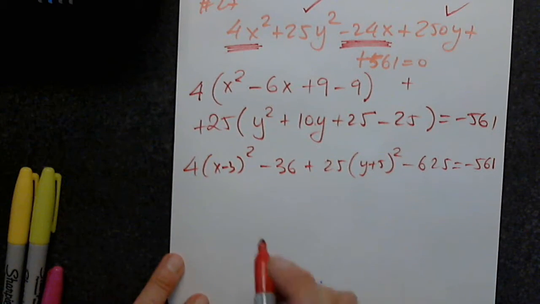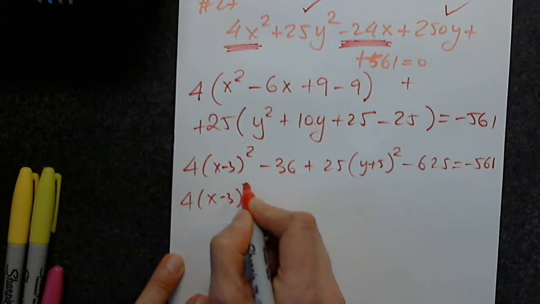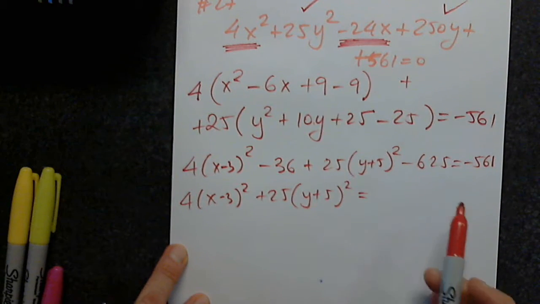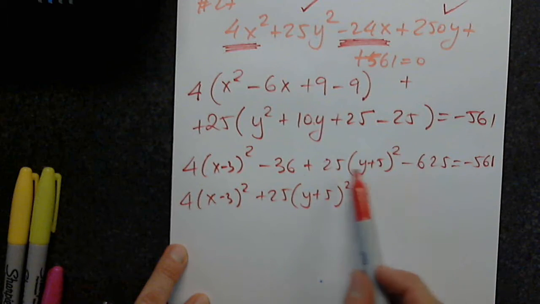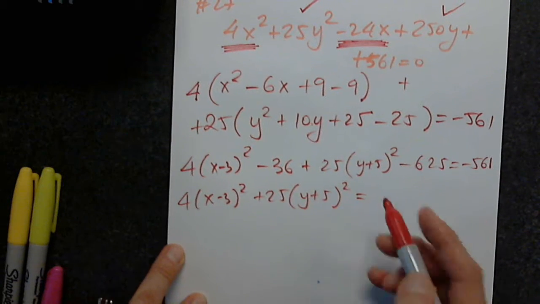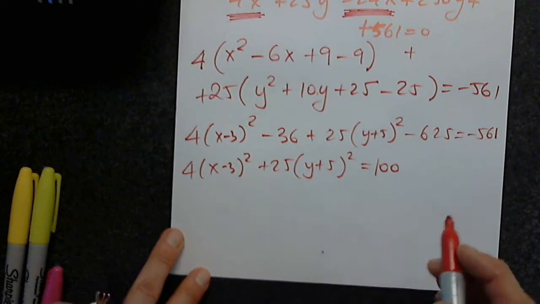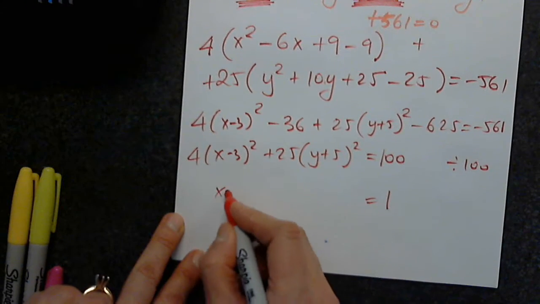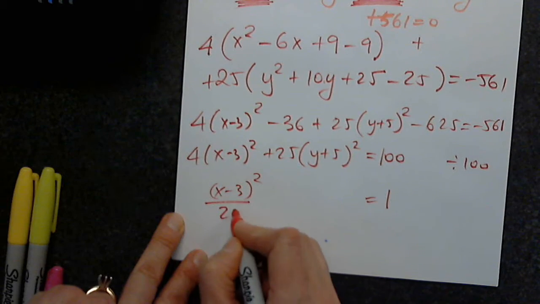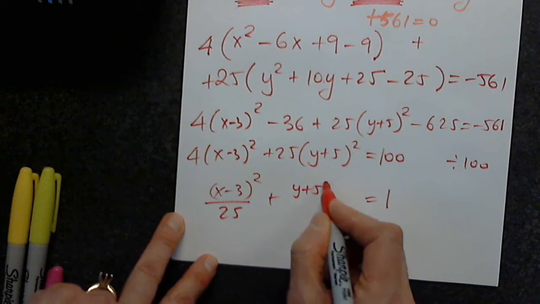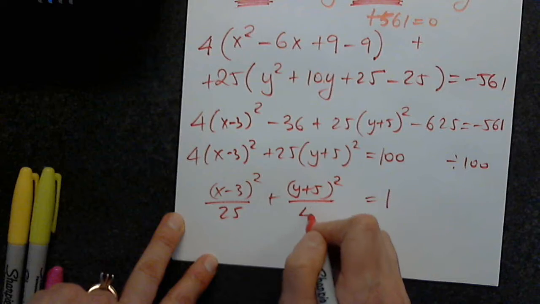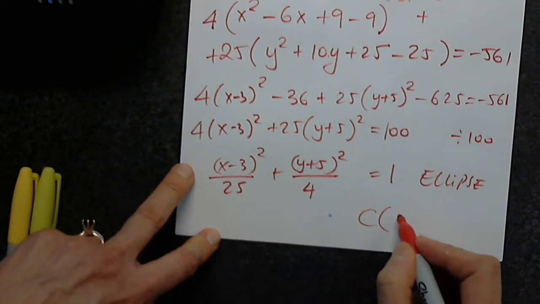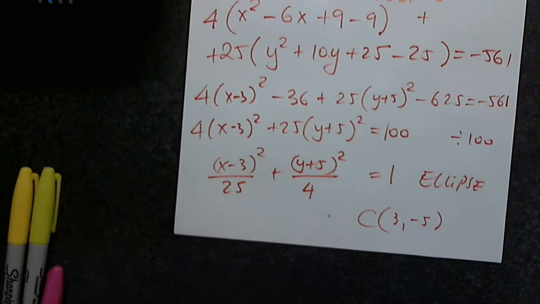So then I have 4 times x minus 3 squared plus 25 times y plus 5 squared, and how much is this plus this minus this? 100. Very nice. So now I have to divide by 100, and I have a 1 here. And then x minus 3 squared over 25 plus y plus 5 squared over 4. Definitely an ellipse. And the center is indeed 3 comma negative 5. Very good.